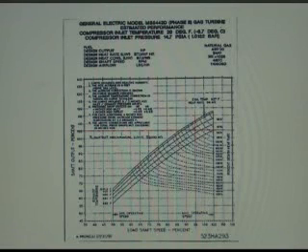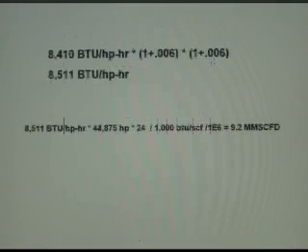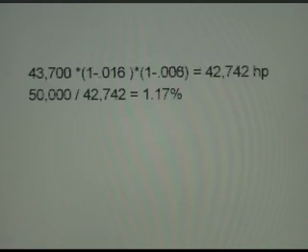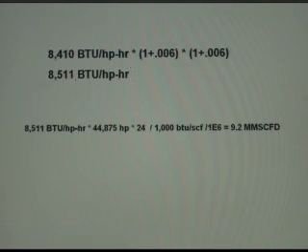But that's not quite the whole answer, because with the 4 inches of water inlet and exhaust losses, you have a heat rate adjustment of 0.6% for each, for the inlet and the exhaust. So your final number would be 8511 BTUs per horsepower hour. Some people probably took it to be a little bit more difficult than that, but that's how you would use these curves. Just for information, I wanted to find out how much fuel we are looking at. So we're looking at 9 million standard cubic feet of gas a day.